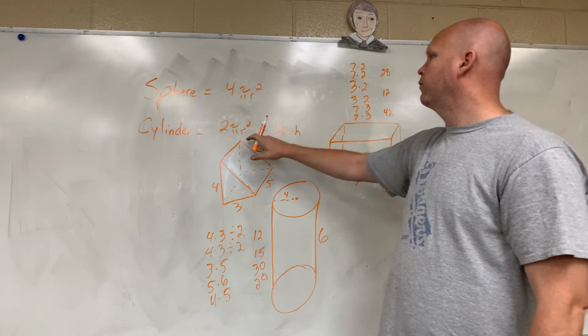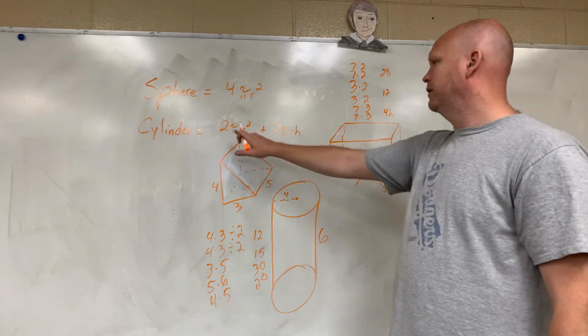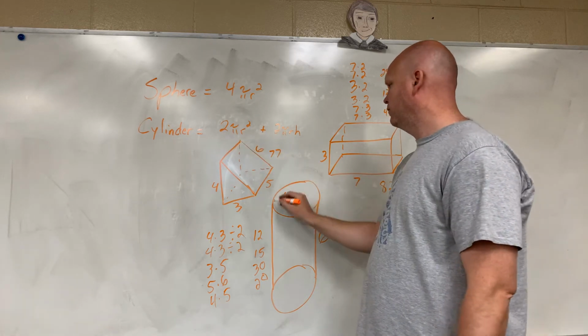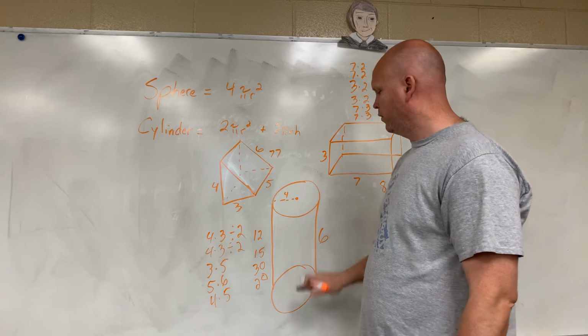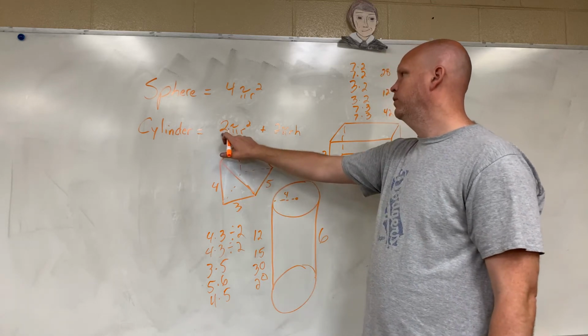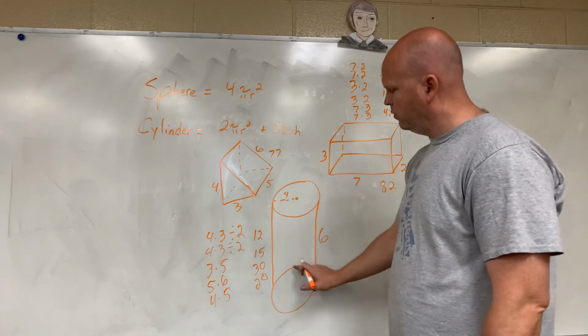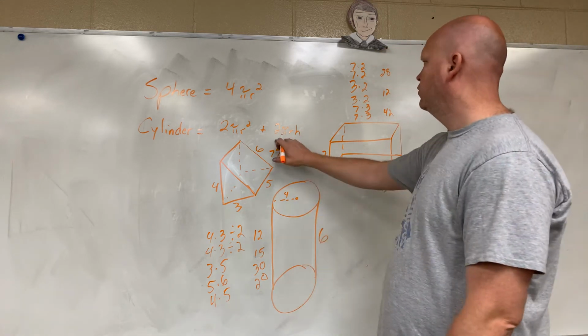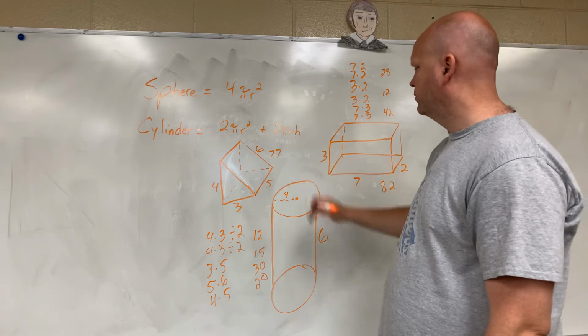So for a cylinder, the formula is 2 pi r squared. And the reason it's 2 pi r squared is because we find the area of this circle, and there are 2 of them, so we multiply it by 2. That gives us the area of this circle and the one at the bottom. For the rest of it, it's 2 times pi times the radius times the height.